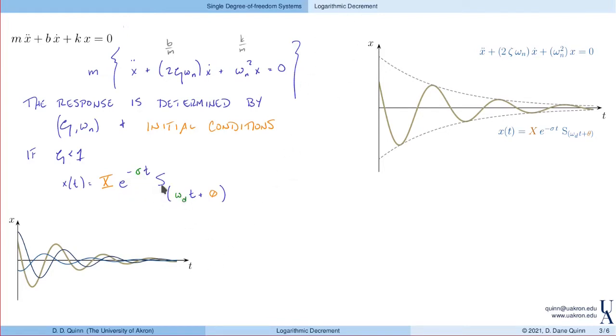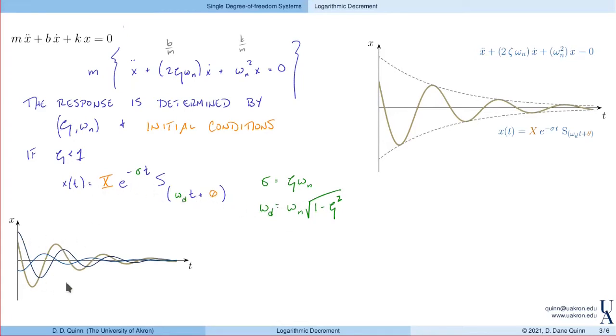Using sigma and omega d as system parameters, we have this. Well, we can also relate these back to zeta and omega n. Remember that sigma is zeta times omega n, and omega d, the damped natural frequency, is the natural frequency times the square root of 1 minus zeta squared. Again, this response depends on system parameters and initial conditions.